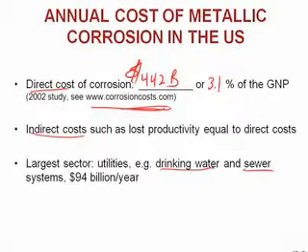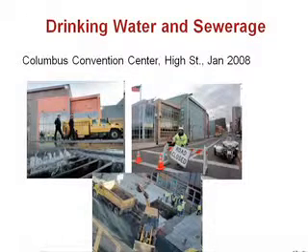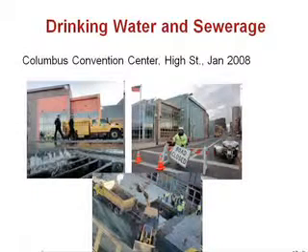In the city of Columbus alone, there are 500 water main breaks a year. 500 water main breaks. So what happens when a water main breaks? Well, it was about 3 years ago, a water main broke under High Street. The convention center got flooded. Okay, you might remember this. It was in the news for several days.